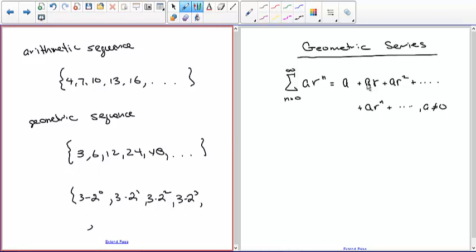And that's why you can write the geometric series in this form. In this case, A is 3 and R is 2, the common ratio. Except A cannot equal 0. If you have that, then it doesn't work.